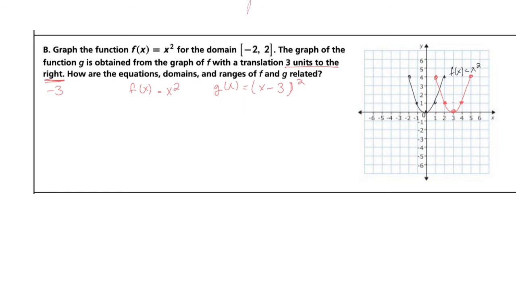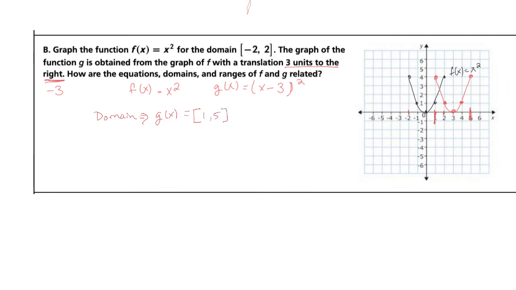All right, now let's look at the domain and range. So domain is the x value. Before it was -2 to 2. Now we've changed it to 1 to 5 because we shifted to the right 3. So our domain for g of x is equal to 1 to 5.